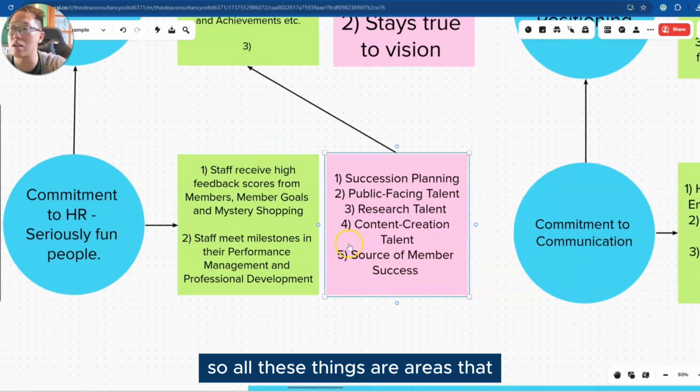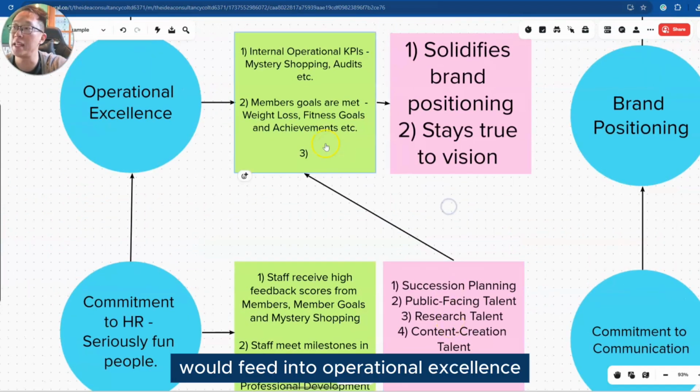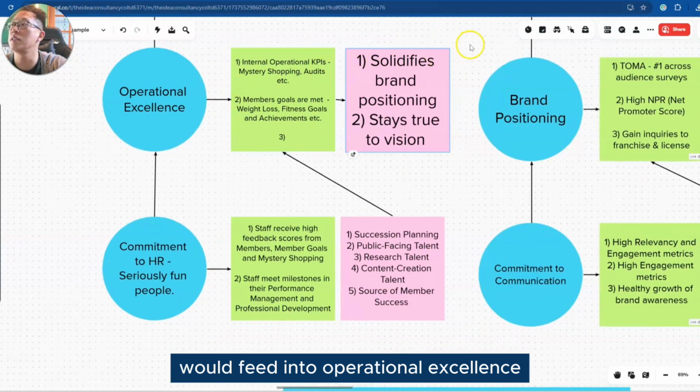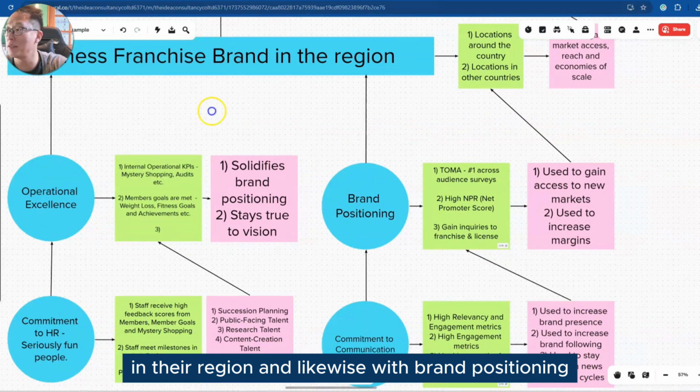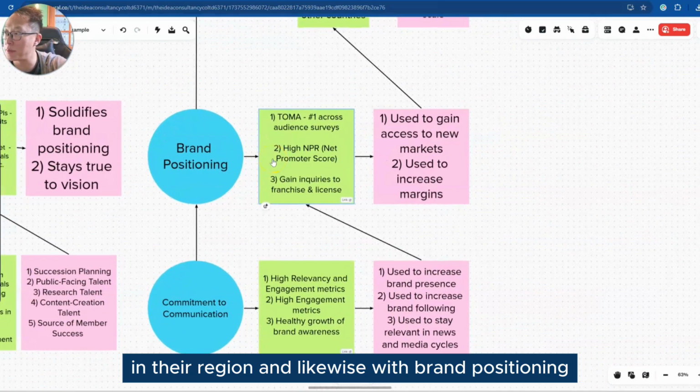So all these things are areas that would feed into operational excellence that would then lead to this brand becoming the number one fitness brand in their region. And likewise with brand positioning. I'm going to move on.